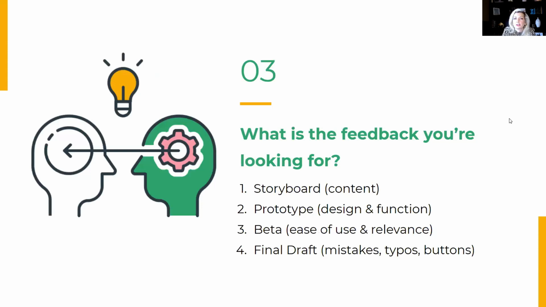And what's the feedback that you're looking for, right? So if you're handing in a script or a storyboard, you only want them to look at content. You want them to look at the text, what is said, is the content accurate, is the structure something that flows in a logical way, right? And then your prototype. That's when they can actually look for the design and the function, right? You don't want them to be looking at branding or any of that kind of stuff until they get to a prototype.